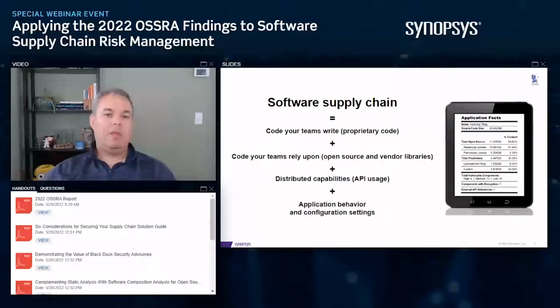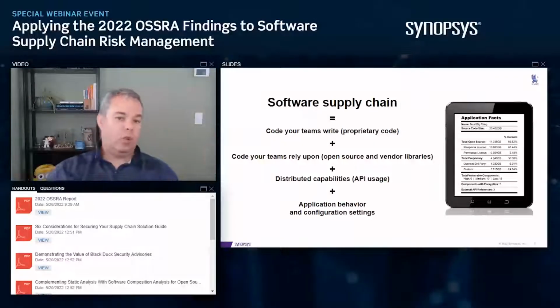So when people think about a software supply chain, what they're fundamentally talking about is a set of decisions. A set of decisions that are made throughout the life cycle of every single piece of software that goes into the actual creation of an application. At a very high level, that's a combination of code that your teams write, all that proprietary code that makes the uniqueness that you are.